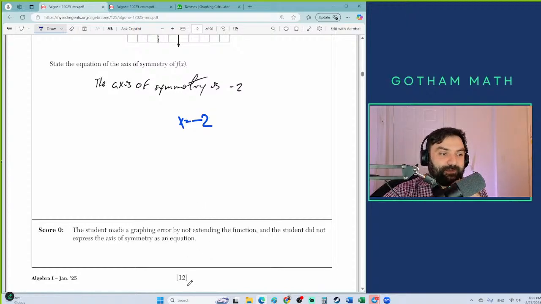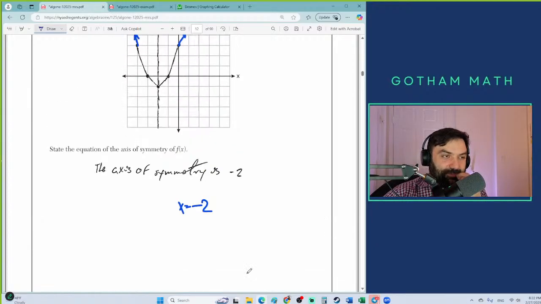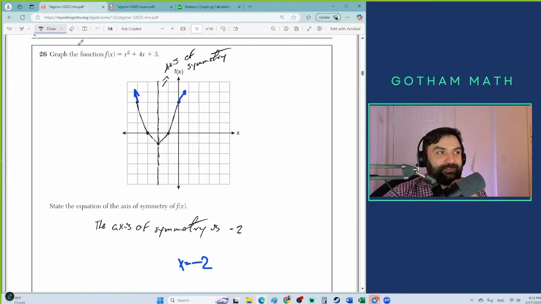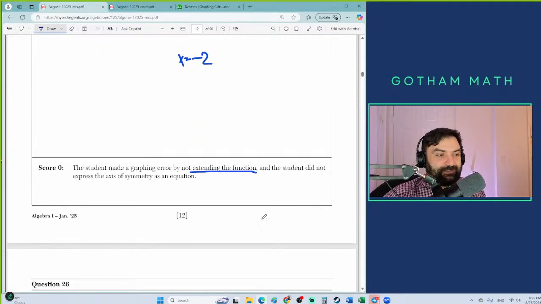The student made a graphing error, but not extending the function. This was just exactly what I said. And the student did not express the axis of symmetry as an equation. Damn. Do you see this? It's probably painful for this person, because this person kind of knew how it looked and where the axis of symmetry was, but got 0 for this. That's tough.